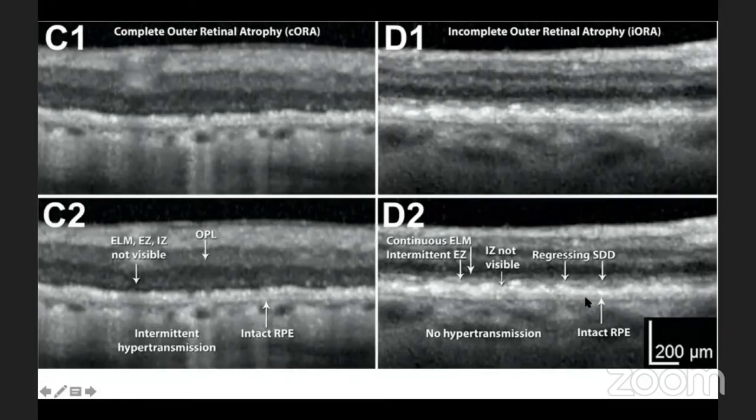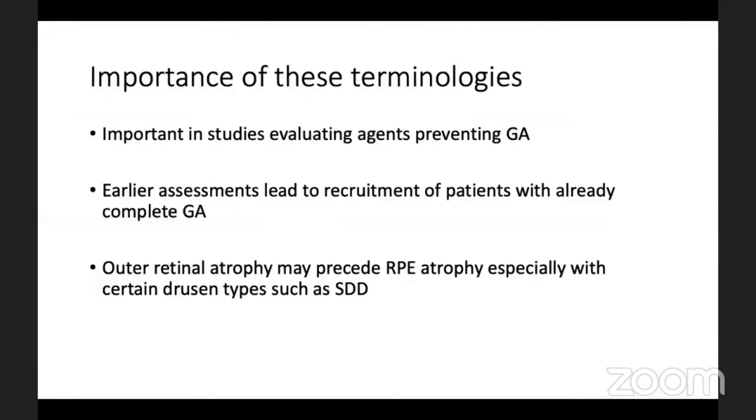In both these conditions, the RPE is totally intact, while in incomplete outer retinal atrophy, some of the EZ and IZ is visible. In complete outer retinal atrophy, none of the EZ or IZ and ELM is visible. So that is what is the current standard now, and what is being followed for the nomenclature of the atrophy in AMD.